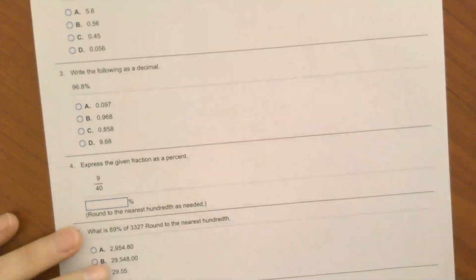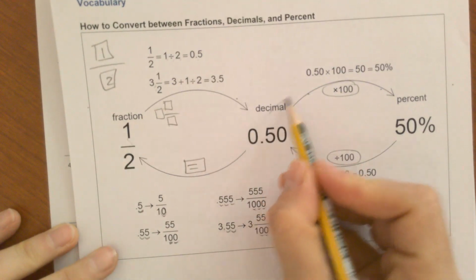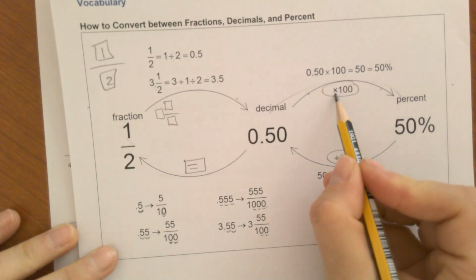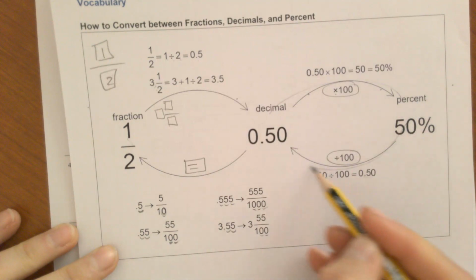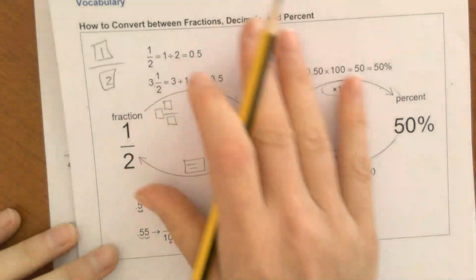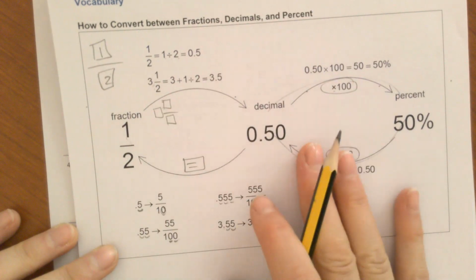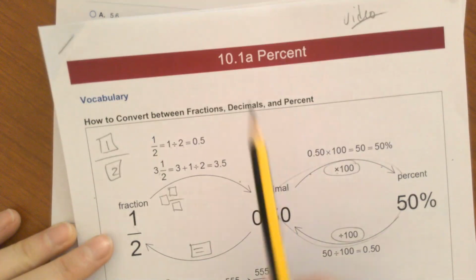Okay, what I want to show you first before the next one is, on our percent book, we had this. So if I want to go from a decimal to a percent, I multiply by 100. If I want to go from a percent to a decimal, divide by 100. Okay, so if you can't remember how to do some of these, look at this and use this to help you study from. Okay, that's on our percent booklet.